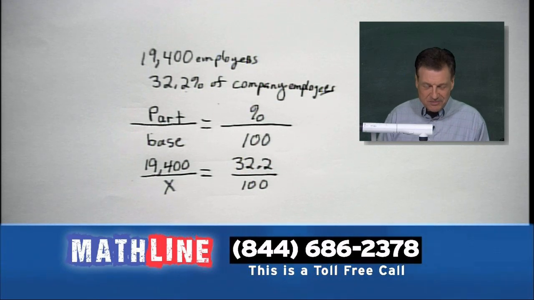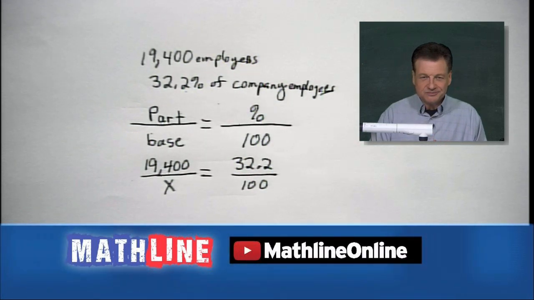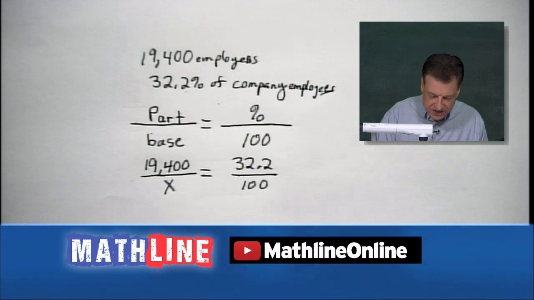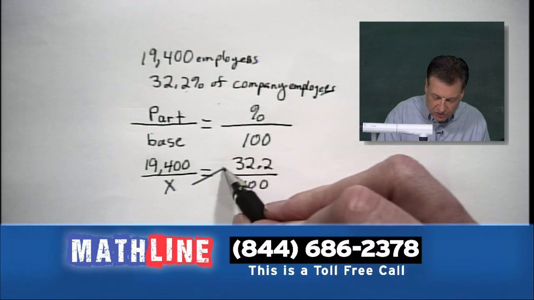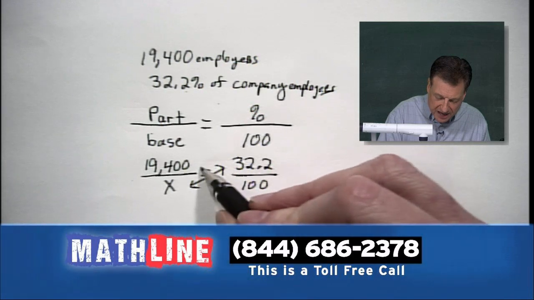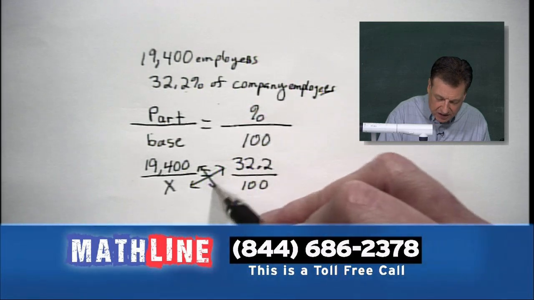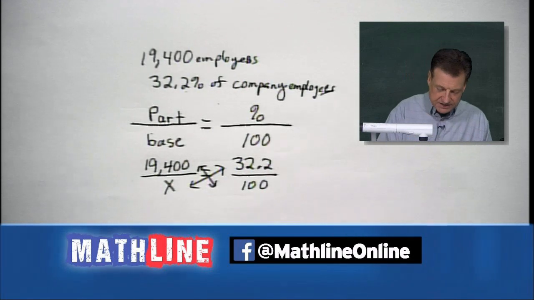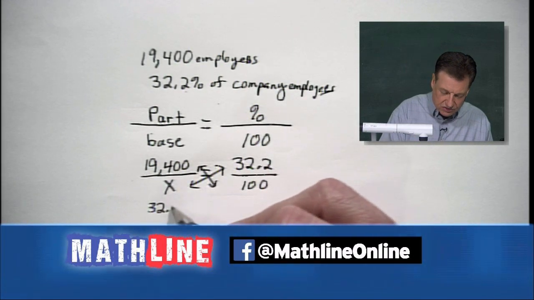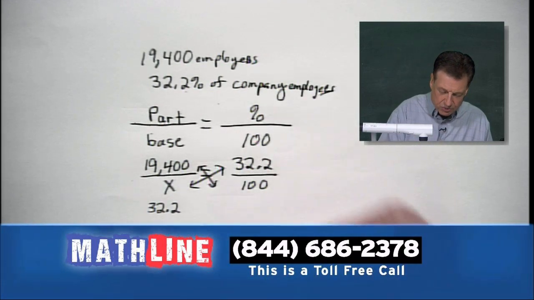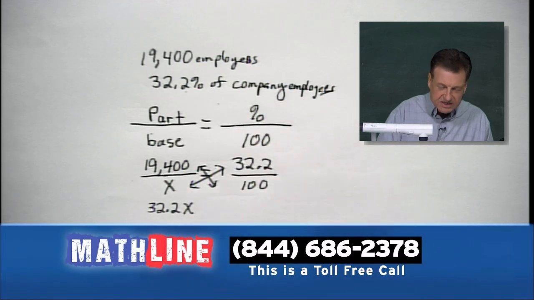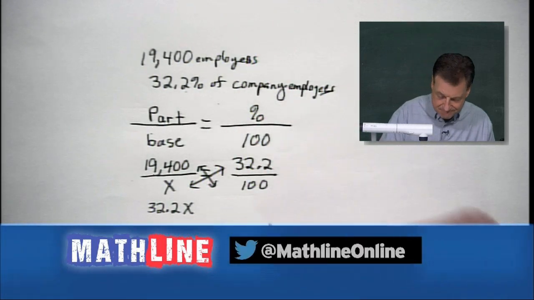Are you handling okay? Those are big numbers, aren't they? Pretty impressively big numbers. So what we're going to do is cross multiply, and we're going to rely on the calculator to get us through some of this, all right? The first thing we're going to do is take 32 and 2/10, or 32.2, and multiply it times x. So far, so good?